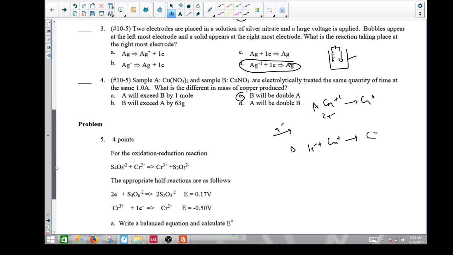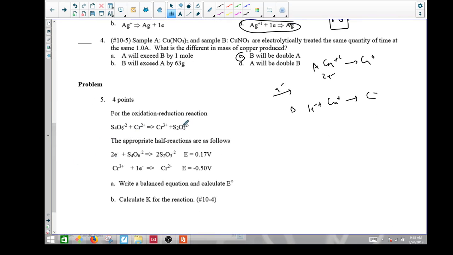All right, next one. We're looking to match this, and they're both reductions, so one of them has to get flipped. They both can't be flipped. But this is a reactant here, so that one's going to stay. This is a product here, so I'm going to flip this one. So 0.17 and a positive 0.50 gives me a positive 0.67 volts. Write a balanced equation, calculate E. Well, that's the E. That's the first question.